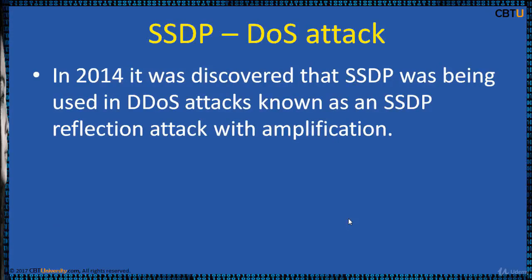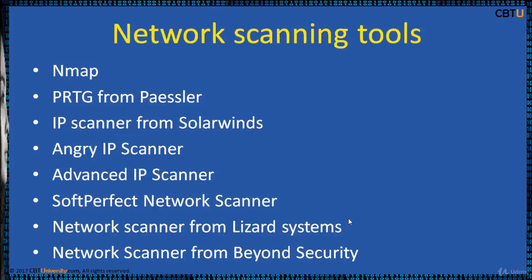In 2014, it was discovered that SSDP was being used in DDoS attacks known as SSDP reflection attack with amplification. DDoS is distributed denial of service. Many devices have a vulnerability in the UPnP software that allows an attacker to get replies from port number 1900 to a destination address of their choice. With a botnet of thousands of devices, the attacker can generate sufficient packet rate, occupy bandwidth to saturate links, causing the denial of service. That is a DDoS attack.